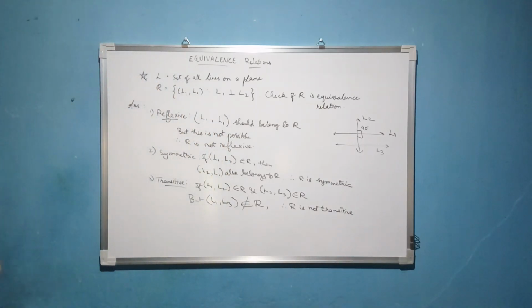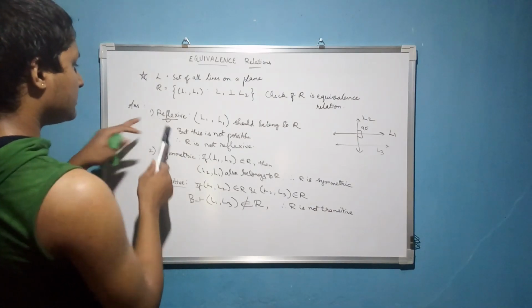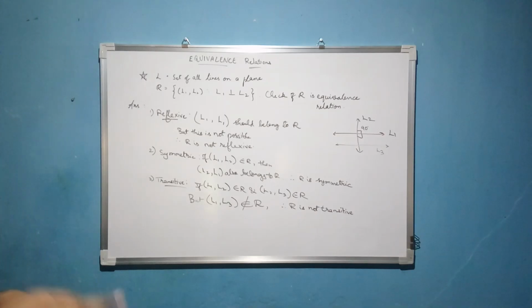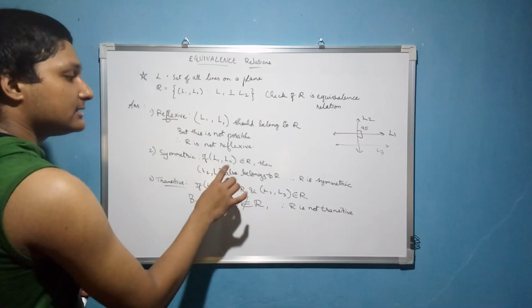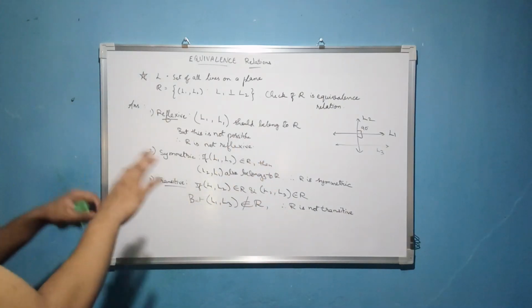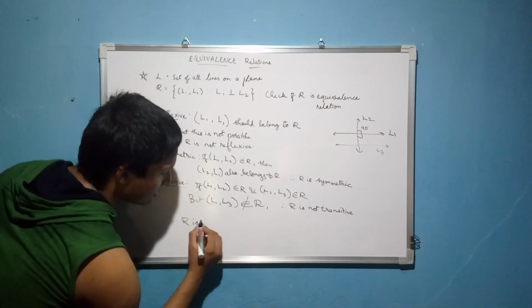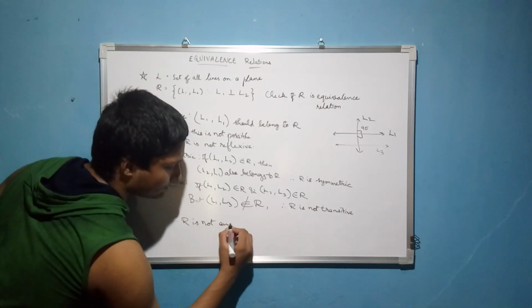What is the conclusion? From these three we can find out that it is not reflexive, it is symmetric, but it is not transitive. For R to be an equivalence relation, it should be reflexive, symmetric as well as transitive, but it is not. Therefore R is not an equivalence relation.